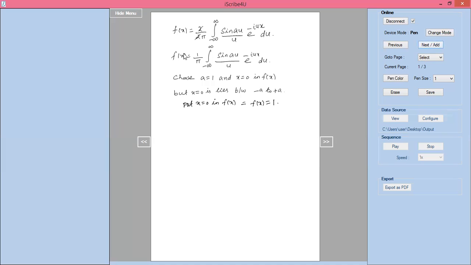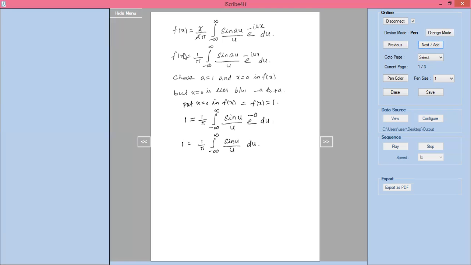So in that place I am going to substitute f of x equal to 1, equal to 1 by pi into the integration from minus infinity to plus infinity of sin u divided by u into e power minus iux. With x equal to 0, e power minus 0 into du. Now I'll write that equal to 1 by pi into the integration from minus infinity to plus infinity of sin u divided by u, e power 0 is 1, into du.